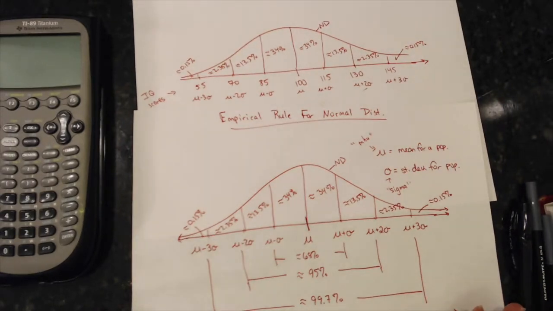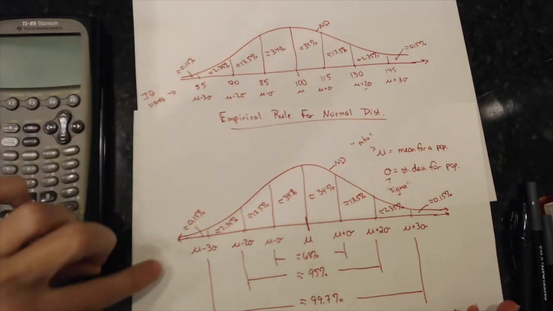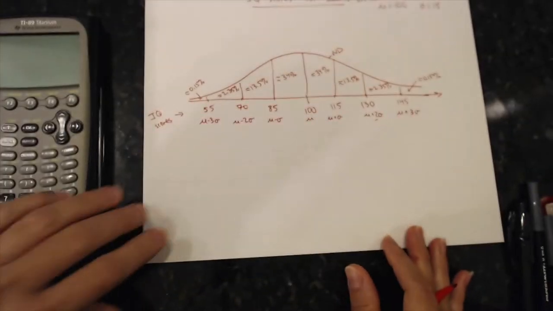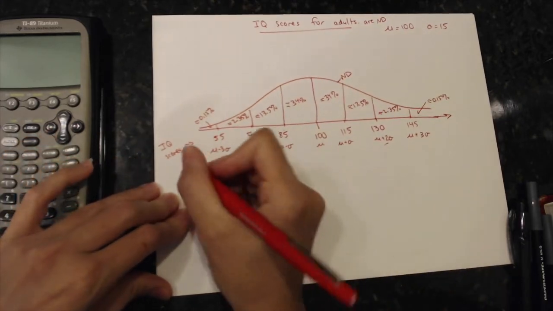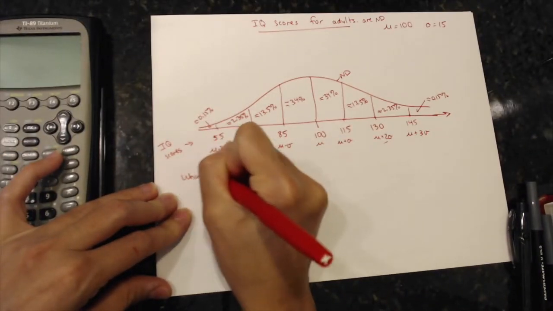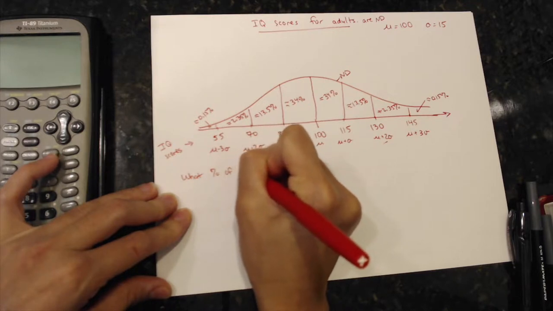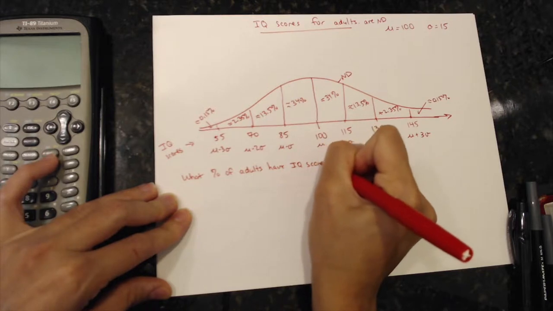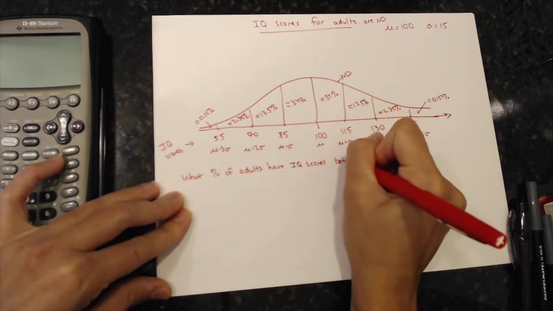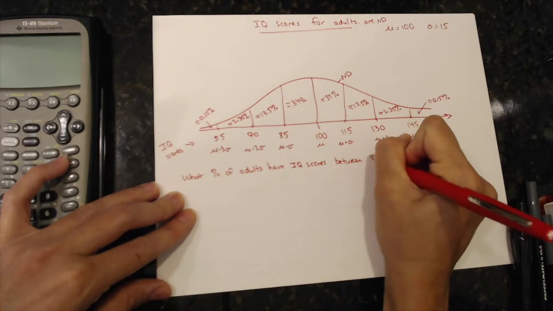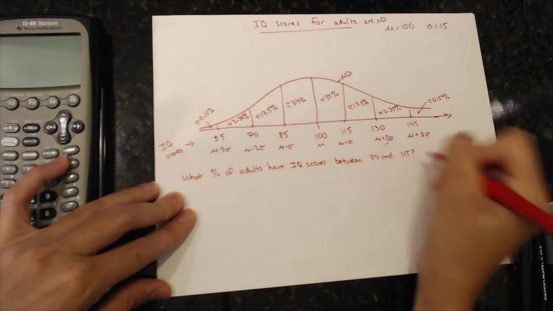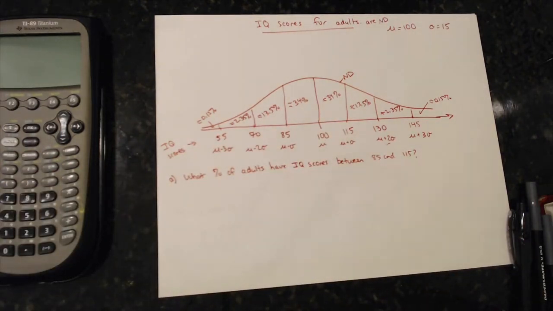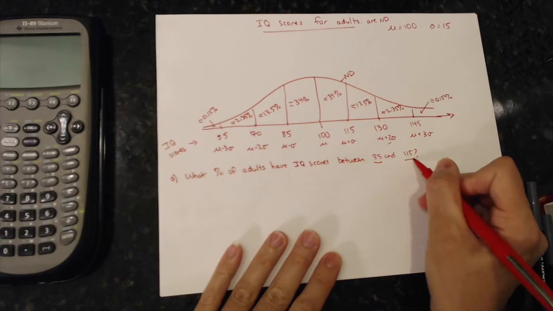When I compare the two, this is my example for IQ scores. This is my general empirical rule. Now let me ask you some questions based on what we just determined. What percent of adults have IQ scores between 85 and 115? So let's call this A. What percent of adults have IQ scores between 85 and 115?